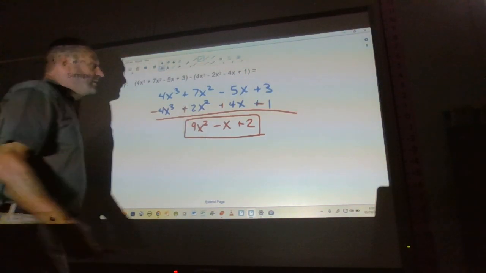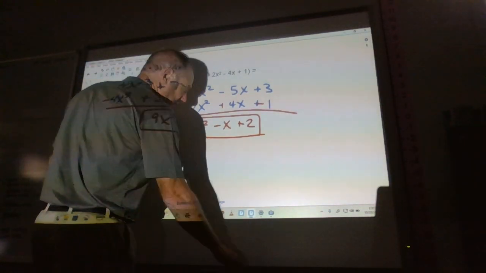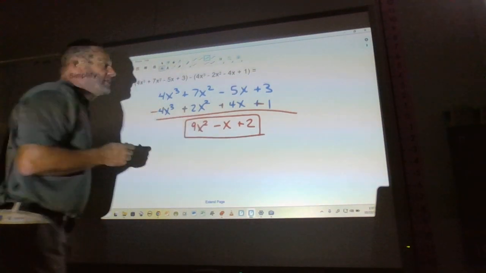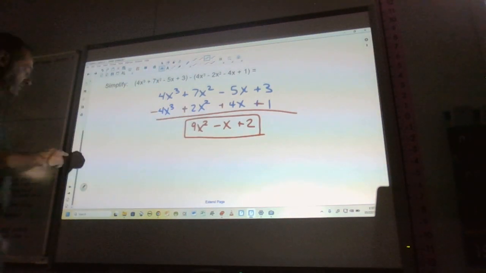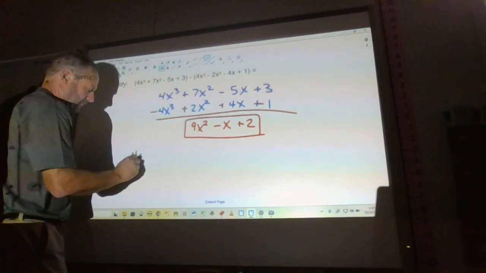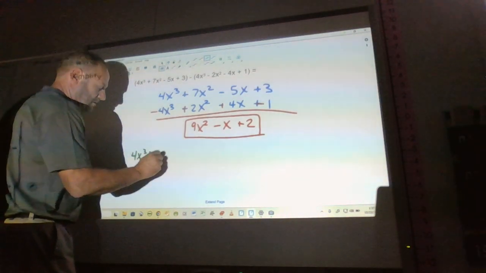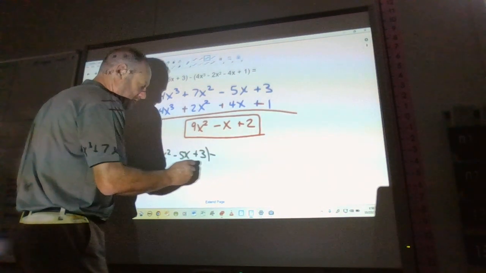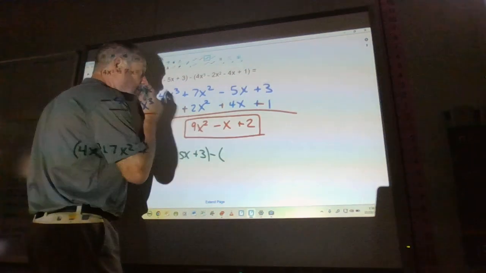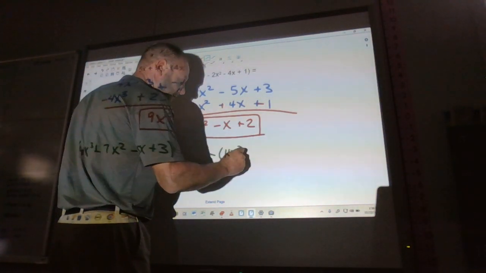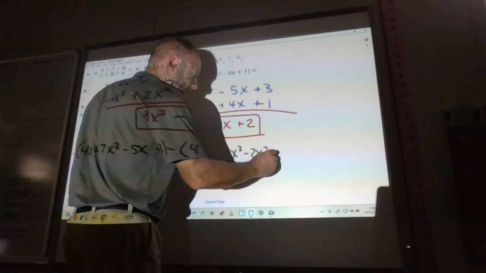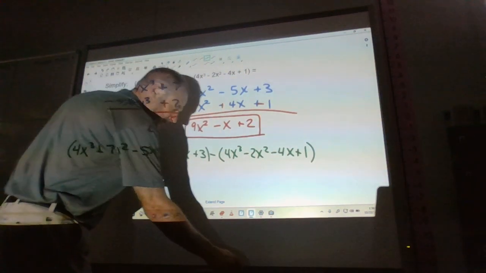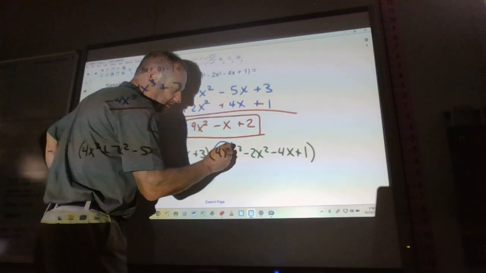Some people like to do it horizontally. That's fine, just make sure that you take your minus sign and distribute it everywhere in there. So if I was going to do this horizontally, 4x cubed minus 2x squared minus 4x plus 1. If I'm going to do this horizontally, I'm going to take this negative sign and distribute it in here everywhere.